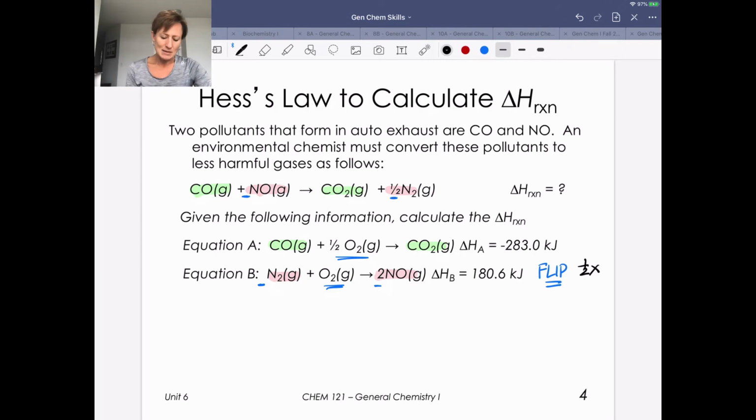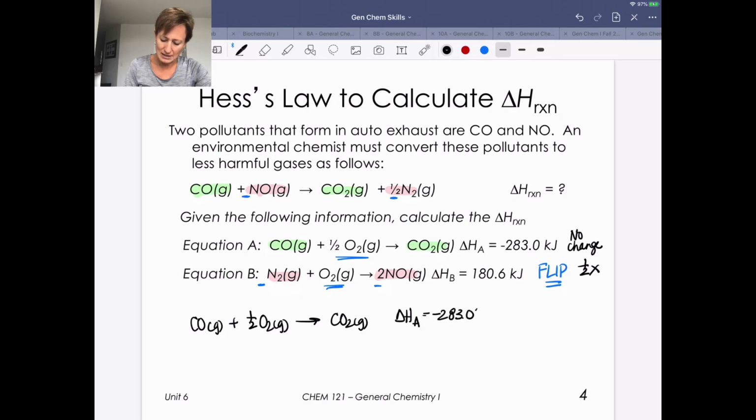The next step is I'm actually going to write these equations and then we'll sum them up. So my first one, I'm just going to say that there's no change here. I'm going to use this guy as is. So CO gas plus 1/2 O2 gas goes to CO2 gas. My delta H for that reaction comes over just as is. I haven't manipulated that. Okay, that's the first equation.